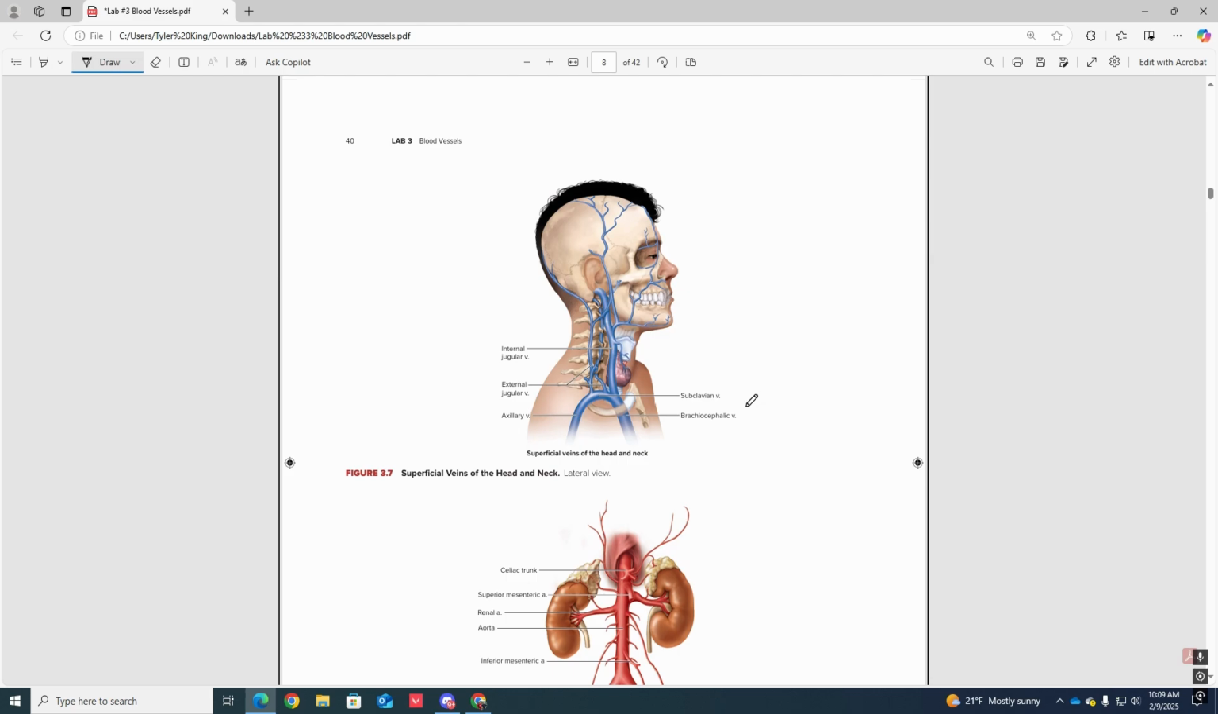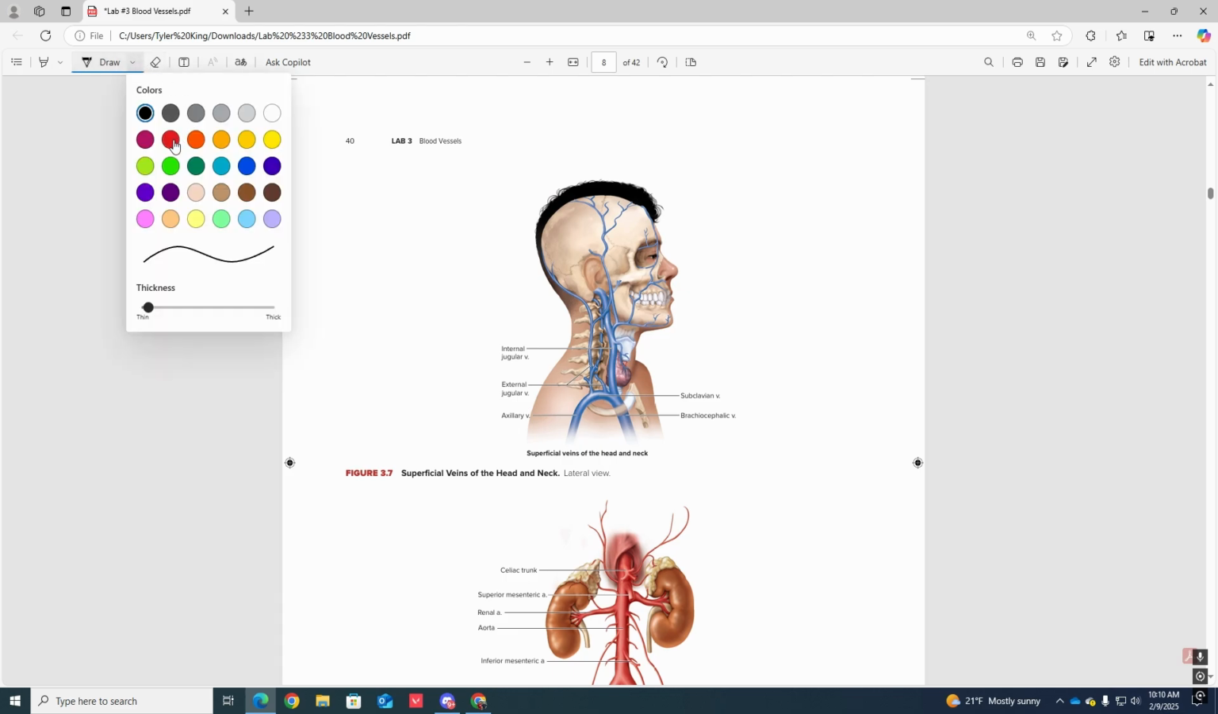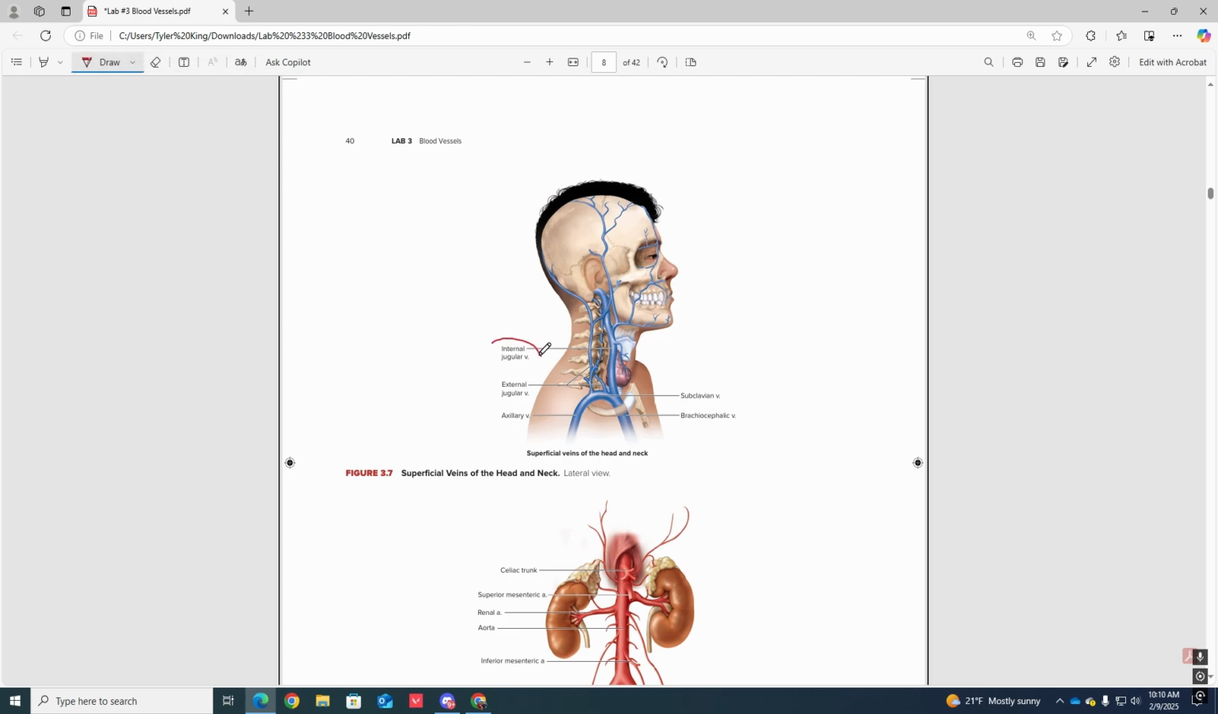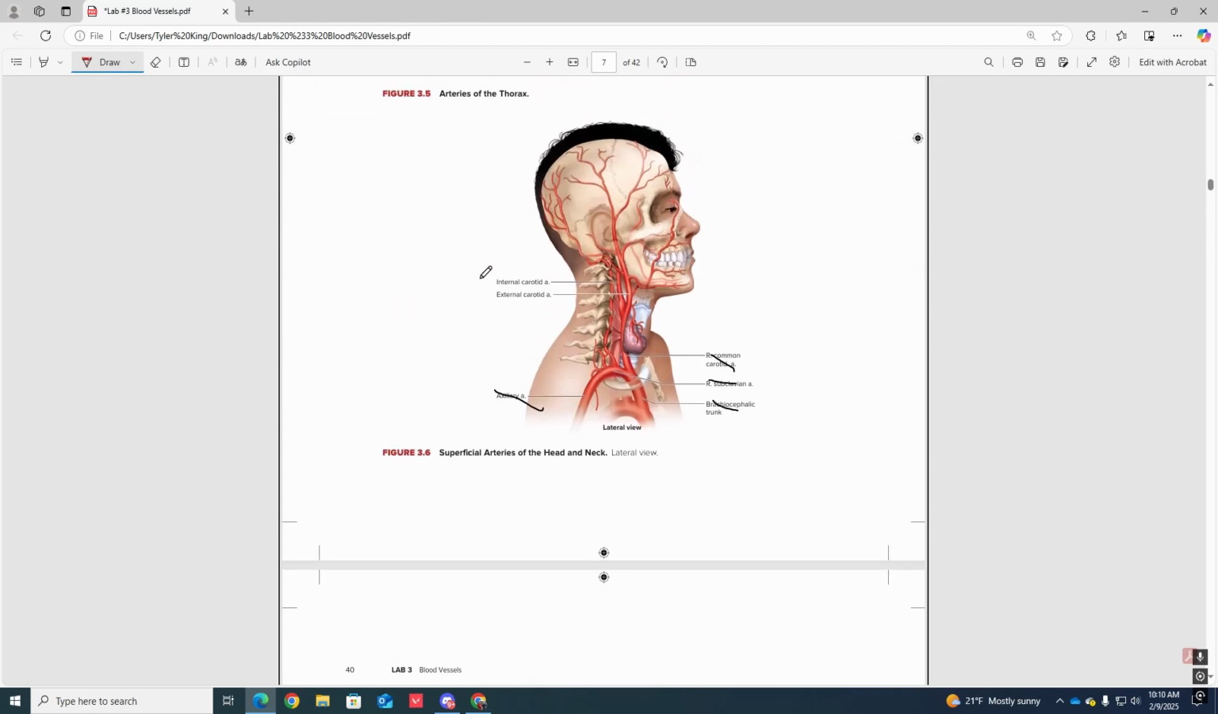But they have the same names for subclavian, axillary, and brachiocephalic, because remember, we had arteries for these. It's a brother-sister relationship. They have an axillary, brachiocephalic, and subclavian. So for the ones that are different, I'm going to circle them.